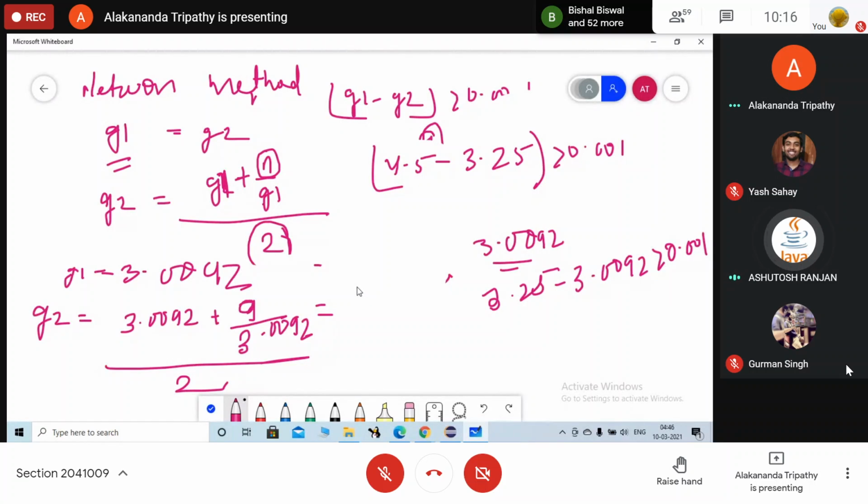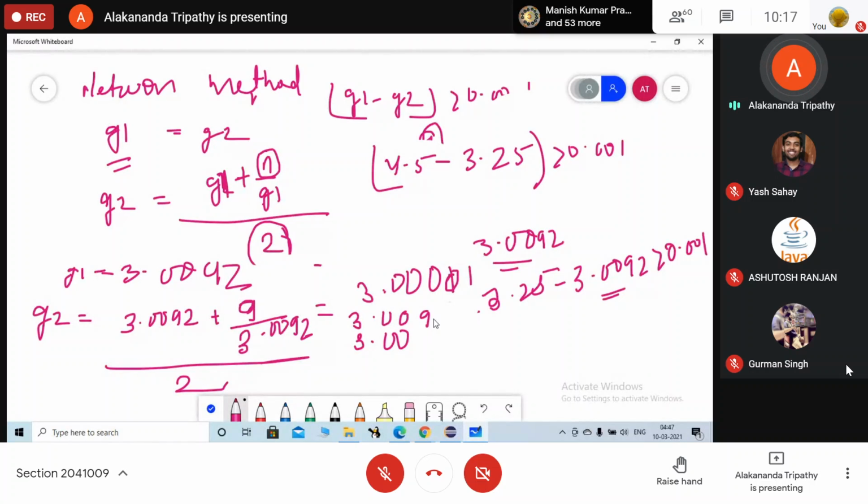Ma'am, 3.4 times 1, then 1, 0, 4.0, then 1. 3.4 times 0 and 1, 1, 2, 3, 4, then 1. Divided by, sorry, not divided by 2. Okay, 3.40 is 1. Ma'am, 40. There are 40. 40 is 1. Now G1 minus G2. My G1 is 3.0092 minus 40 is 1. Is it greater than 0.001?